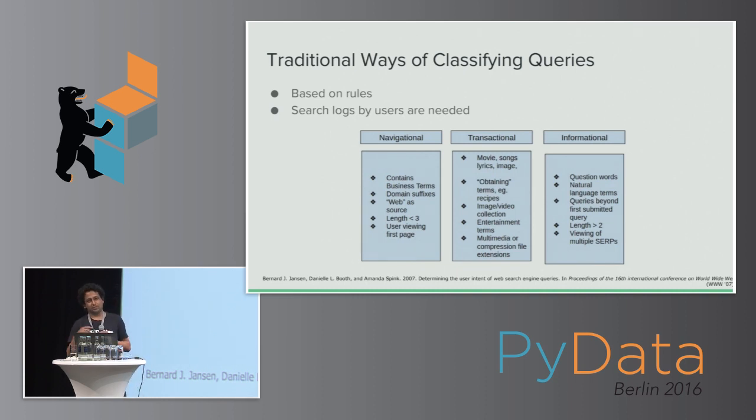They classify queries into 3 categories: transactional, navigational, and informational. If the query length is less than 3, it's classified as navigational. If it's more than 2 and it's not navigational or transactional, then it's more of an informational query. If you're looking for a movie, song, image or video collection, then it becomes a transactional query. And in informational queries, we have question words. So when did this happen? Who is the president of the United States? Something like this. These are more informational queries.